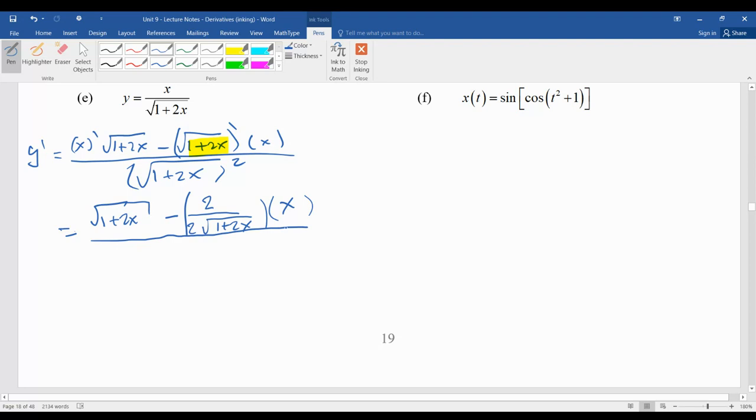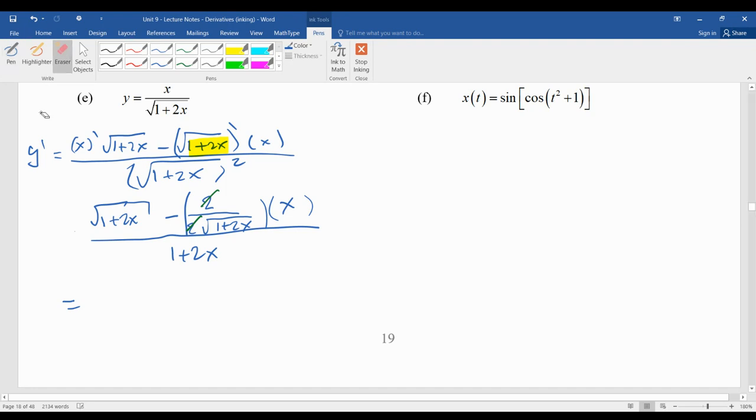And let's not forget dividing by the square root of 1 plus 2x squared, which is simply 1 plus 2x, because when we square the square root, the radical will no longer be there. Okay, now let's keep in mind that the 2 crosses out with the 2. So we need a common denominator over here. The common denominator between these two fractions is the square root of 1 plus 2x. So that means we need to multiply.